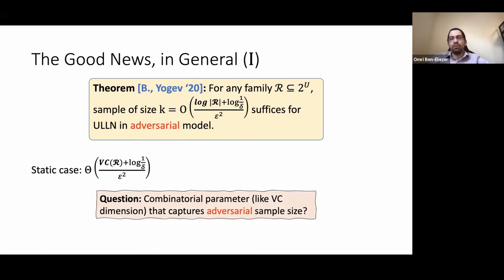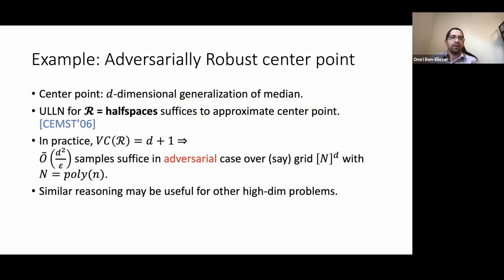And the next question is whether there is a combinatorial parameter that naturally captures the sample size in the same way that the VC dimension captures the static case. In the static case, the VC dimension is the parameter that captures the sample complexity, plus the usual factors of epsilon squared and the log of one over delta. In the adversarial setting, we get a result of VC dimension times some log of the universe size. And a question still remains of what is the right dependence.